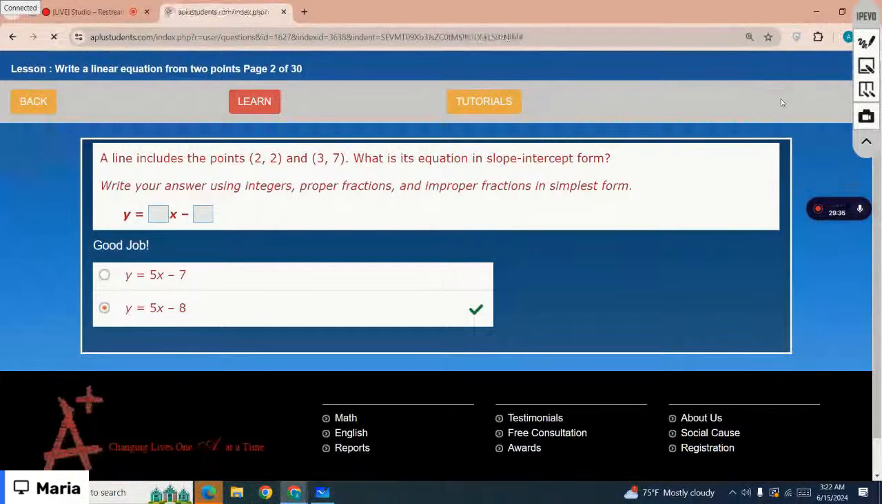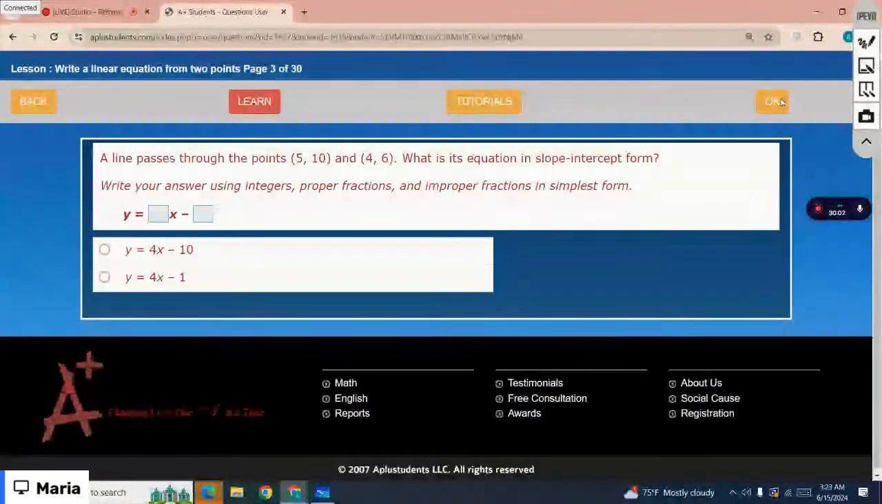What is its equation in slope intercept form? So solve the question and write the answer in the chat box.